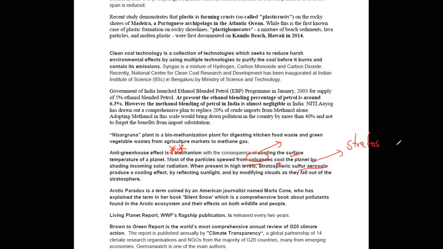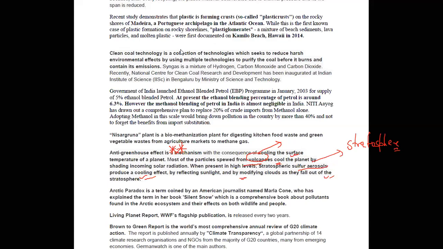There are certain human-induced things which increase the concentration of these sulfur aerosols. So they also produce a cooling effect by the same thing, by reflecting sunlight and by modifying clouds as they fall out of the stratosphere. Now let's see certain scenarios, certain figures, so that we can remember it in a better manner. We have seen plastiglomerate, so let's cross it out.